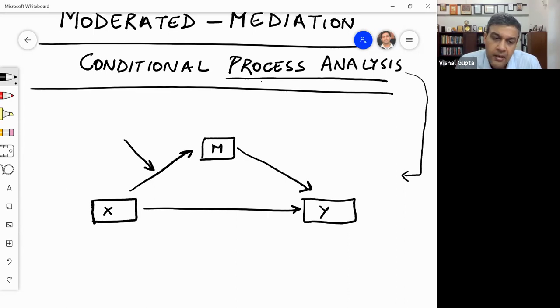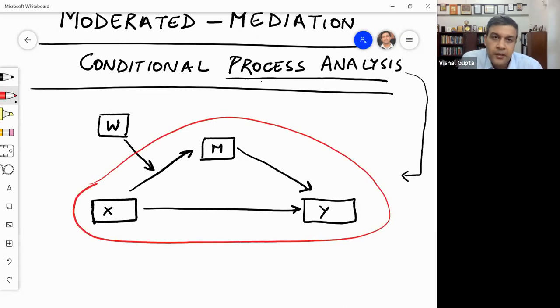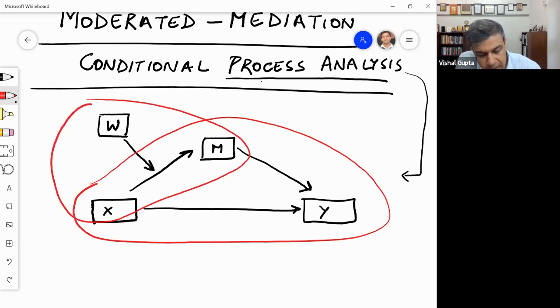Let's begin with a simple model where we assume there is a variable W that moderates the path from X to M. It can moderate other paths also, but for simplicity, I'm just assuming that the variable moderates this path between X and M. So what have we done? This becomes a representation of mediation, which was here, and here we have brought in the idea of moderation. So there is a combination of the mediation analysis and the moderation.